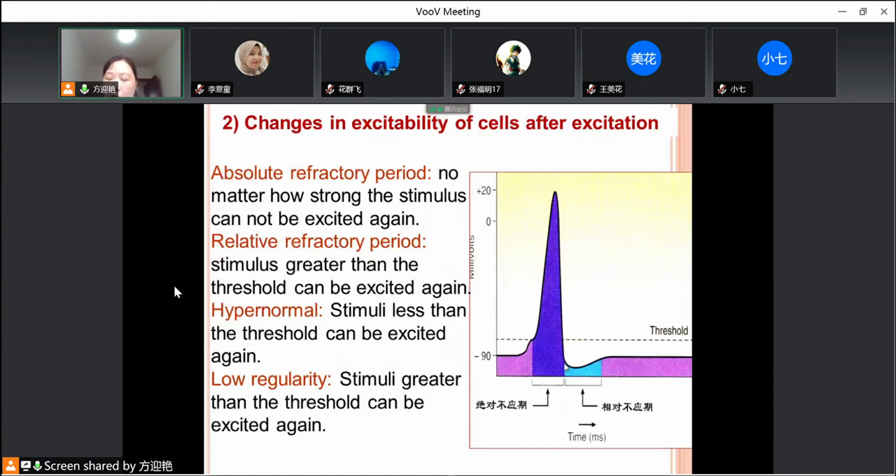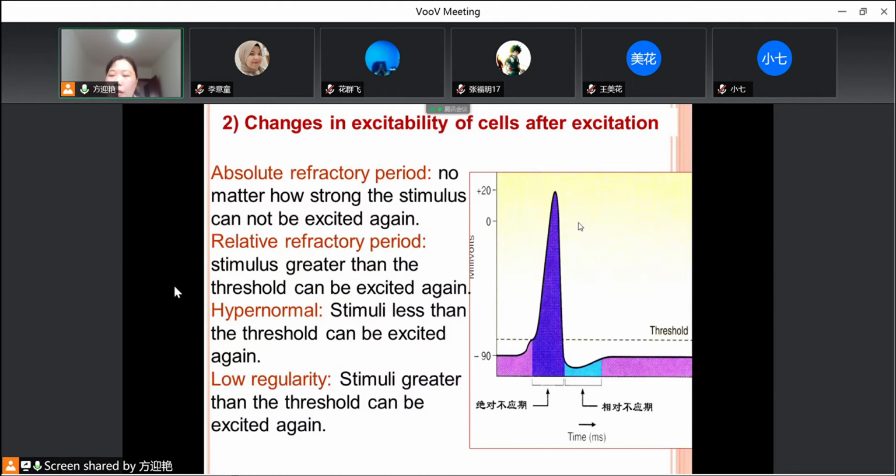And then we can see this period is about negative 100, far away from the threshold potential, and we call it the lower gravity period. So the changes in the excitability of the cell after one stimulation include majorly four kinds of periods.